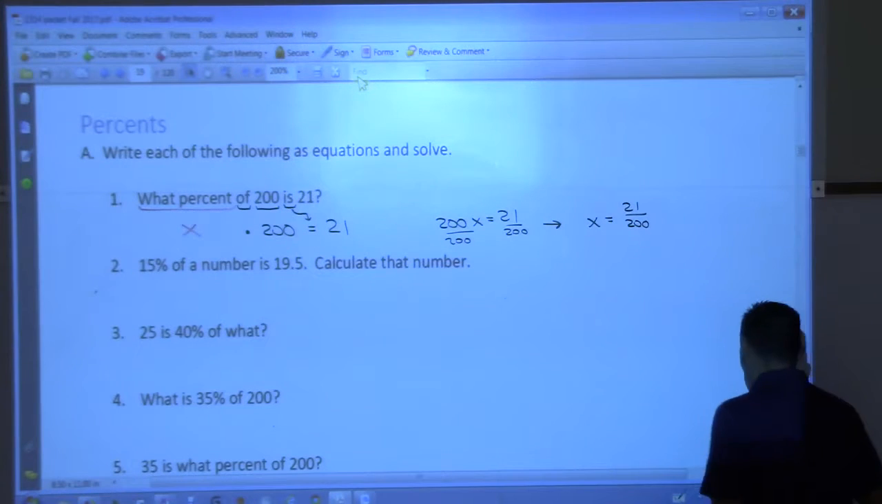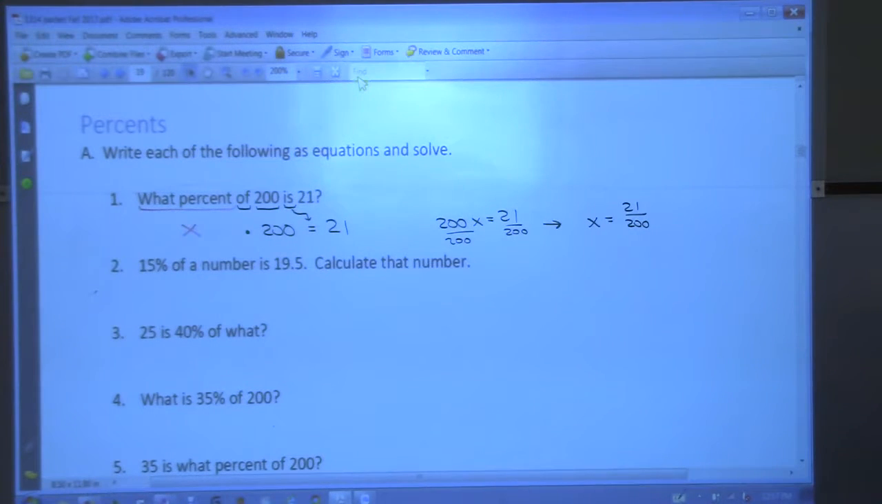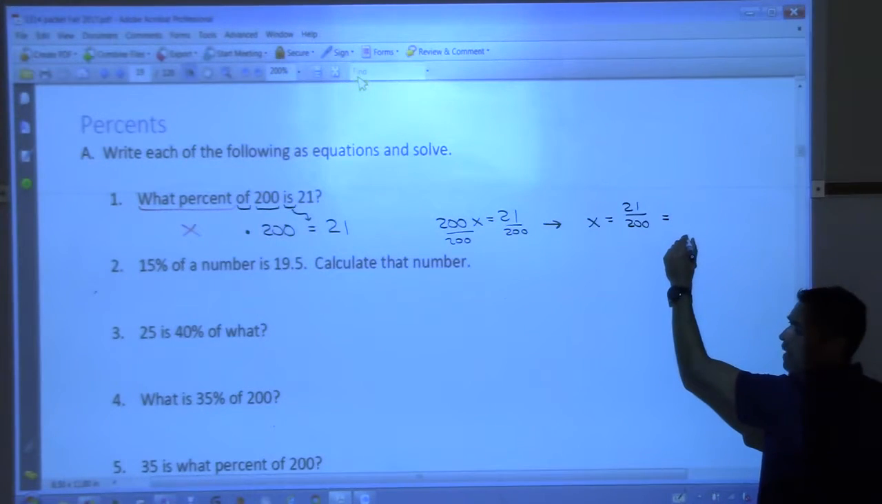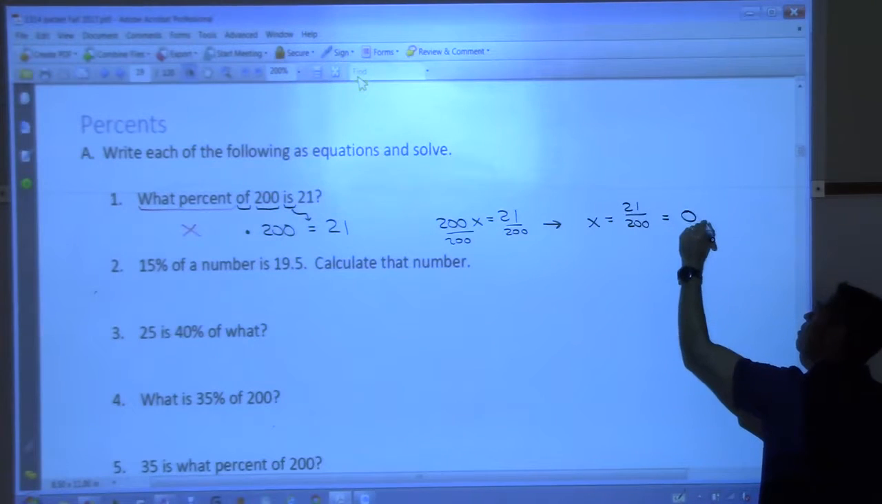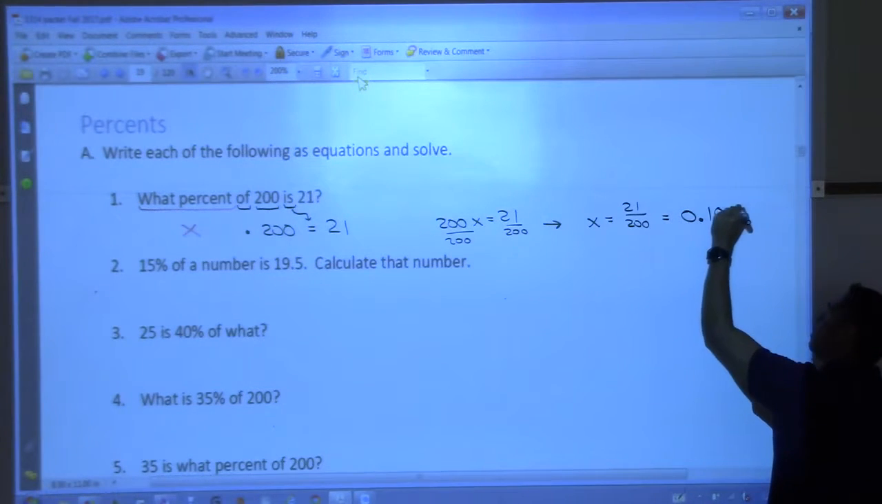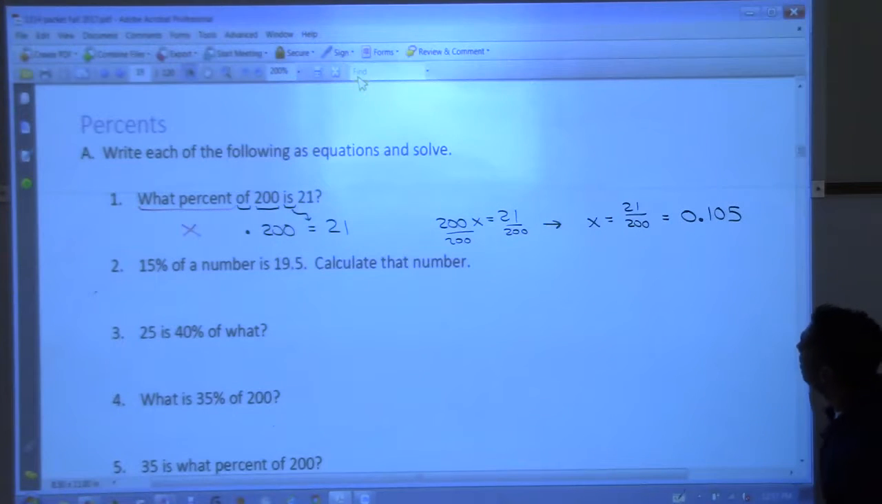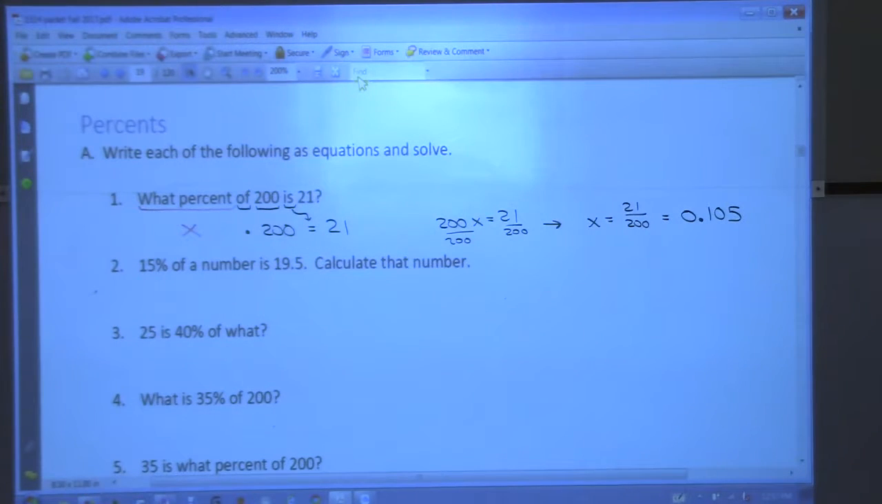What I'd like for you to do is go ahead and type it in on your calculators and see what you get. You get 0.105? Okay, so I'm going to write 0.105. The only reason I put a 0 out front is so that you are sure that there's a decimal there. Now convert that to a percentage.